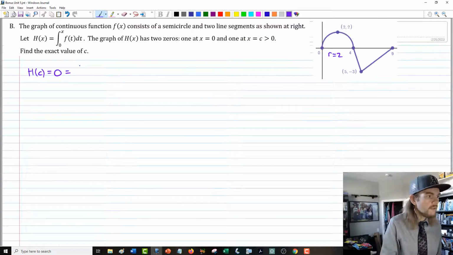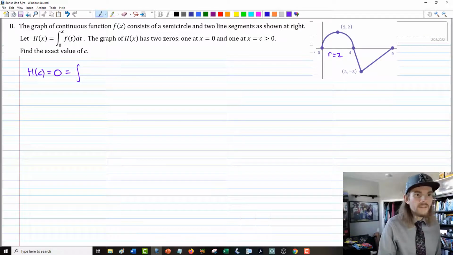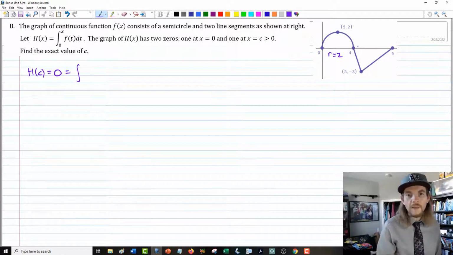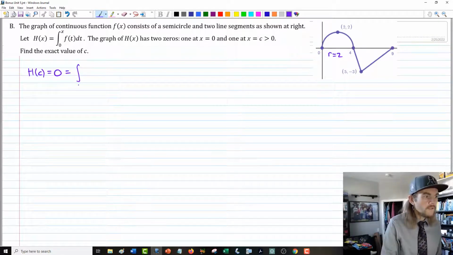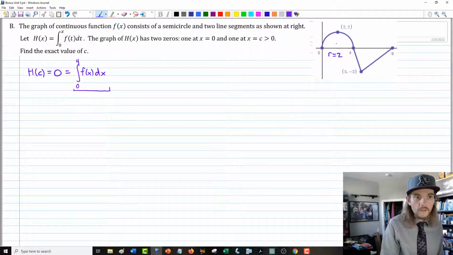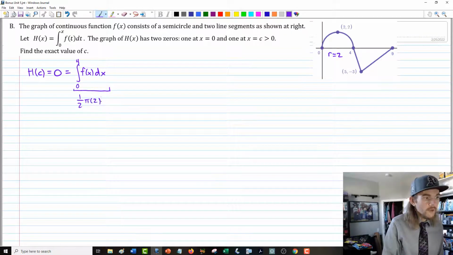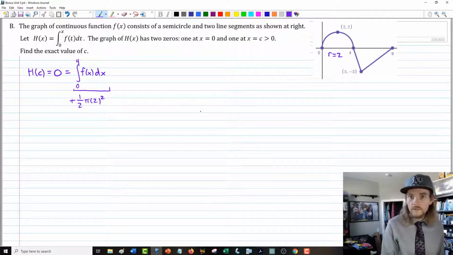So first I'm going to point out that this can be written as 3 different definite integrals. And again, c is going to be somewhere in here. I'll explain how I know where c is going to be. So first of all, it's going to be the integral from 0 up to 4 of f of x dx. And again, I'm choosing that because that's going to correspond to the semicircle. So this area, according to our picture, is half of, we'll do it that way, 1/2 pi times 2 squared. And it is positive because the region is above the x-axis.